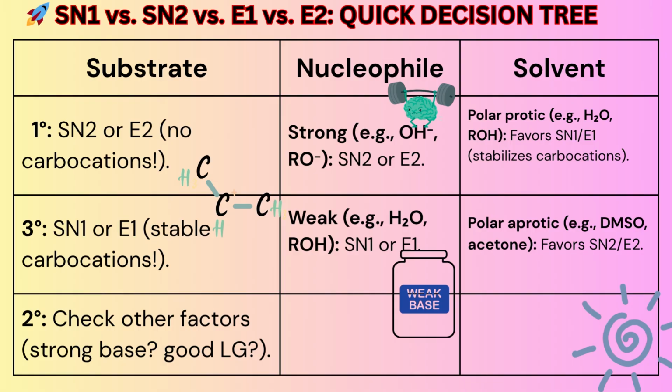The third question is about the solvent. That is, the solvent is polar protic or aprotic. If it is polar protic, then it favors SN1 or E1 mechanism. And if it is polar aprotic solvent, then it would favor SN2 or E2 mechanism.